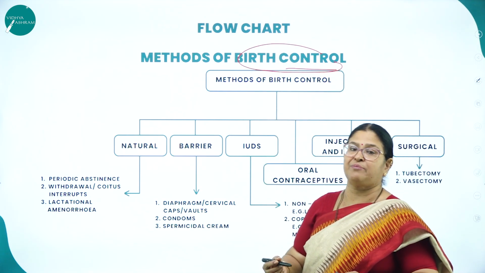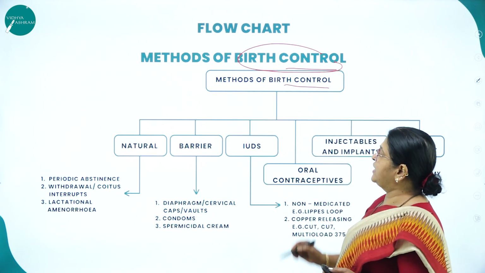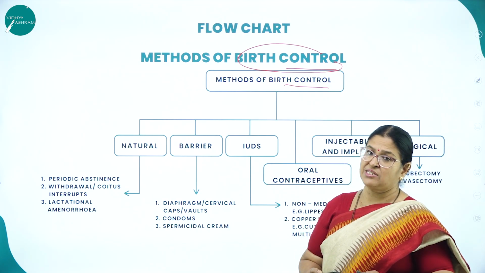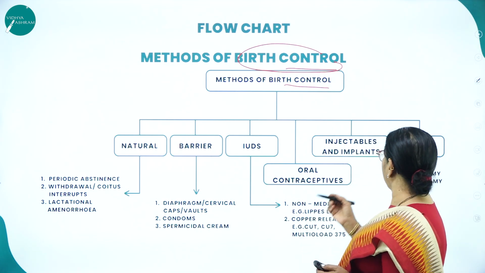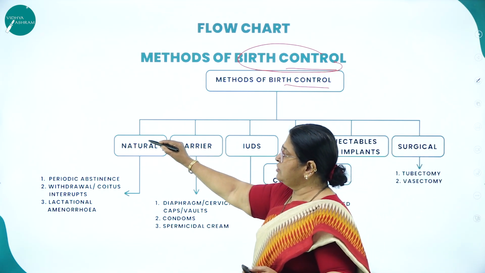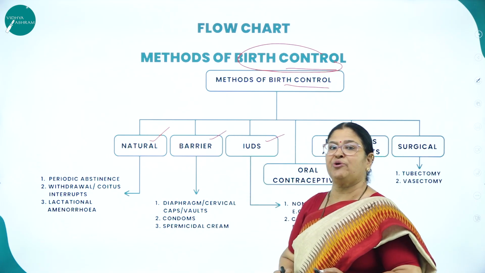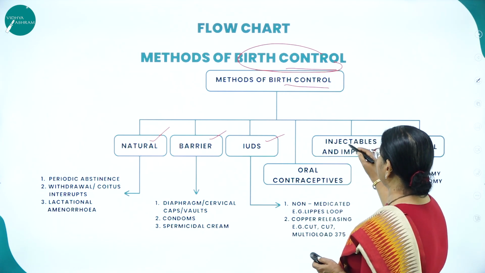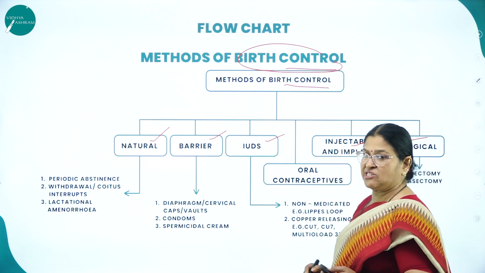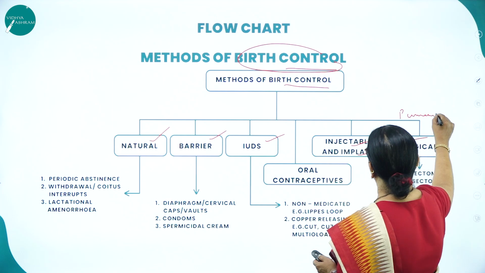In other words, we call them contraceptives, right? So what are the methods of birth control? Here we have both temporary methods as well as permanent methods. What are the temporary methods? Temporary methods include the natural method, barrier method, IUDs, that is intrauterine devices, and injectables and implants, and the last one is the surgical. Surgical comes under permanent methods.